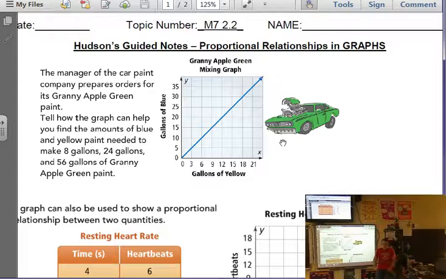Because if there's no time at all, nothing can happen. So if we were to graph our heartbeats, it would start at the point 0, 0, because 0 seconds would give us 0 heartbeats. Then 4 seconds gives us 6, so that would be a point on the graph. 6 seconds gives us 9, that would be a point on the graph, and so on and so on.